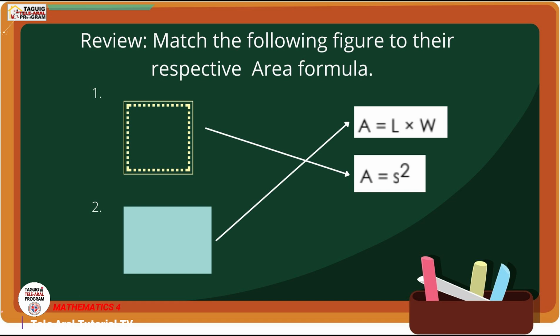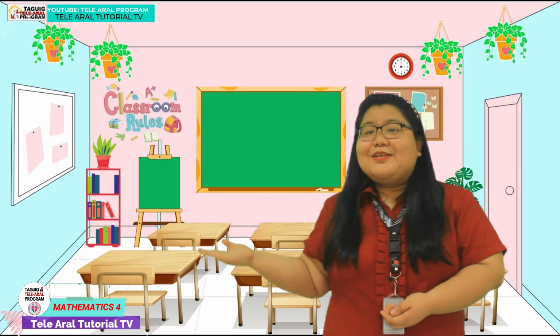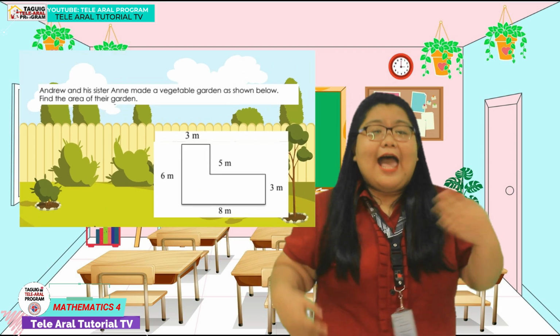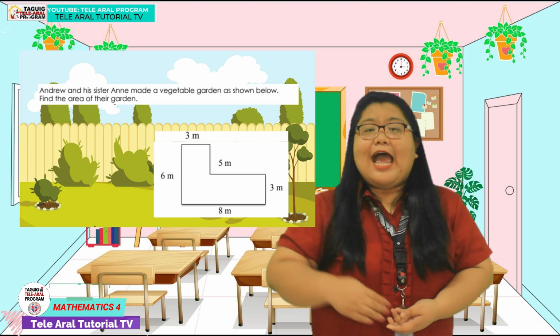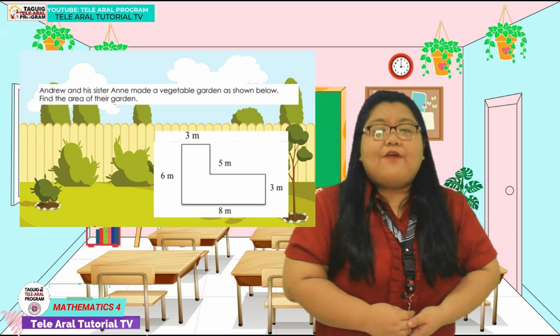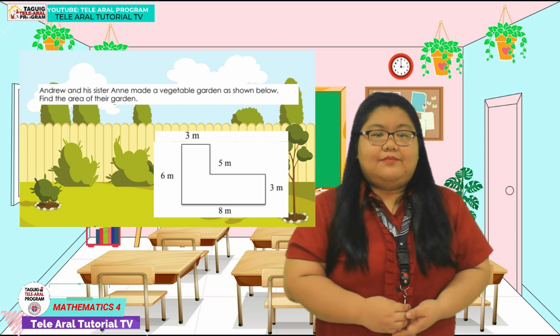Now that we are done with a quick review, are you ready for our new lesson today? Yes! Excellent! Let's get started. Try to look at this problem. Andrew and his sister Anne made a vegetable garden as shown below. Find the area of their garden.